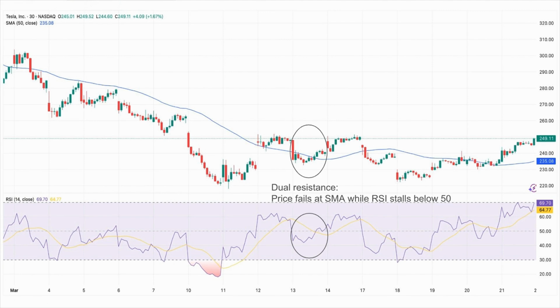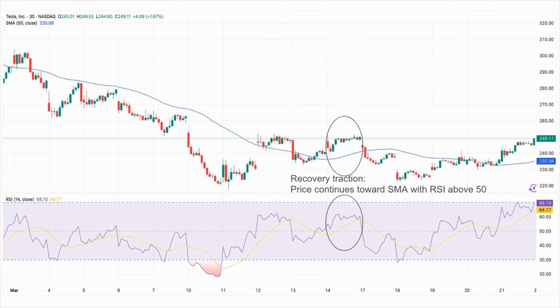Looking carefully at March 13th, we see Tesla's price approaches but doesn't successfully break above the 50-day SMA. Simultaneously, the RSI approaches but doesn't cross above the 50 threshold. This dual resistance interaction, price failing at the SMA while RSI stalls below 50, often signals that the recovery attempt lacks sufficient strength to reverse the primary trend.